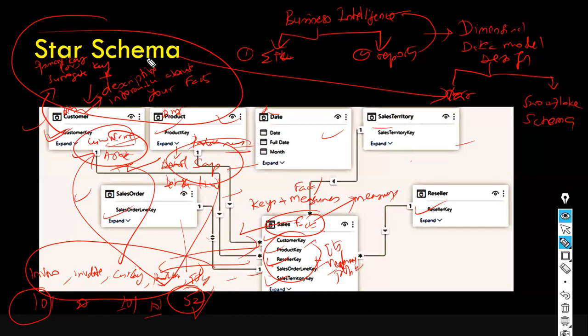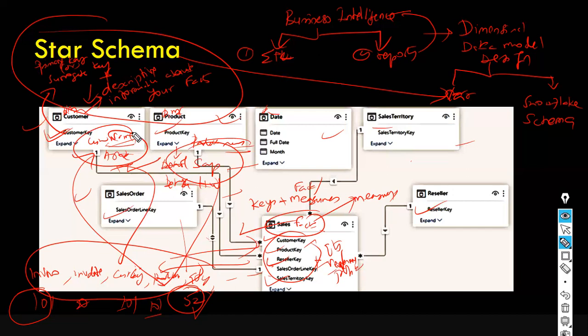So what is a star schema? Star schema is nothing but the fact tables are surrounded by the dimension tables. What is a dimension table? Dimension tables are nothing but the primary key or the surrogate key plus the descriptive information about our facts. What is a fact table? Fact table is nothing but the keys from all the surrounding dimension tables, as well as the measures. It will have the keys and measures in it.